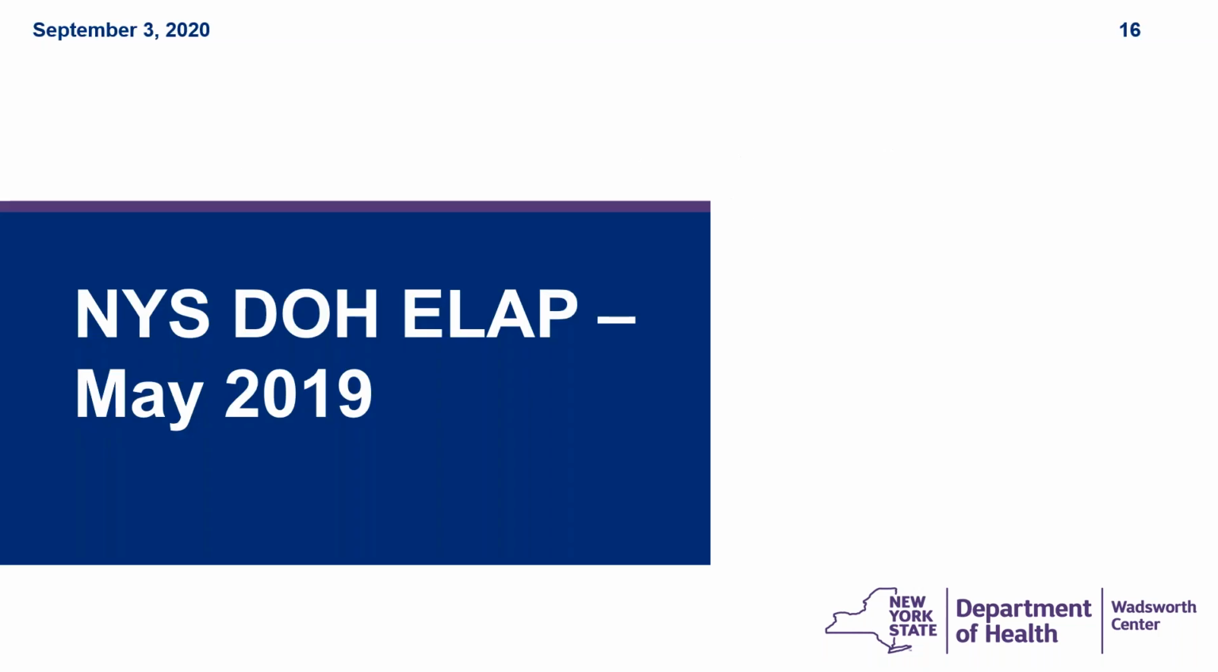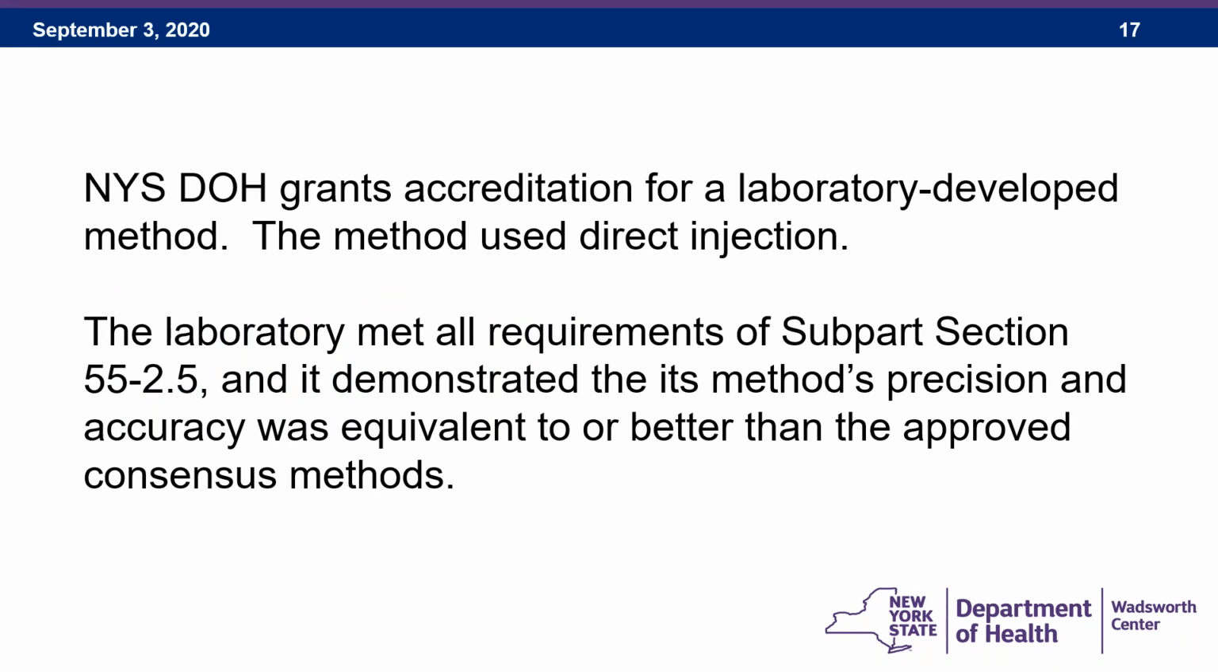By May 2019, we have another lab who has created its own method, and this method uses direct injection. Again, it was able to demonstrate that its method accuracy and performance were equivalent to or better than one of the approved EPA consensus methods. At the same time, anytime these labs do these lab developed methods, we also ensure that they meet the required detection limits of 2 nanograms per liter, as I mentioned prior.